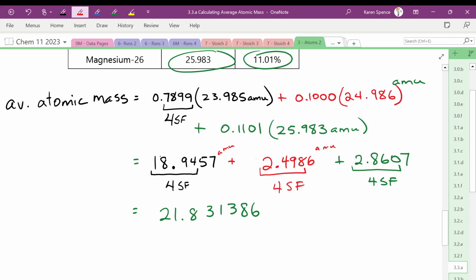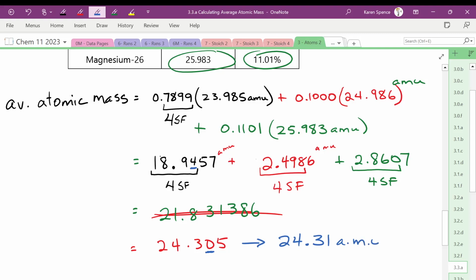Okay. 18.9457 plus 2.4986 plus 2.8607 equals 24.305. This is addition. Do I want to go to 2 decimal places or do I want to go to 3 decimal places? 2 decimal places because that's my first one. So there we go. So that would become 24.31 AMU.